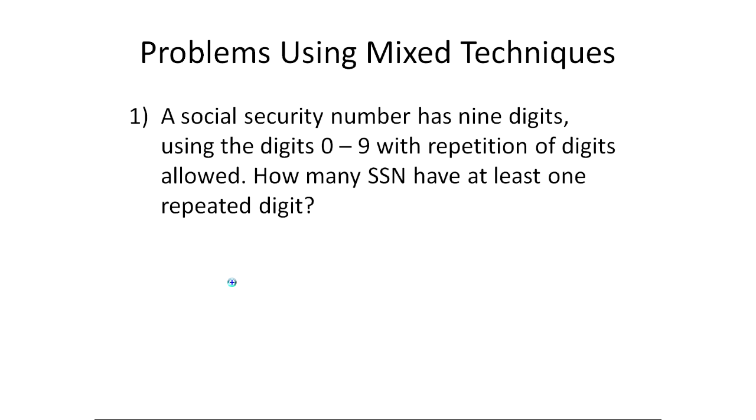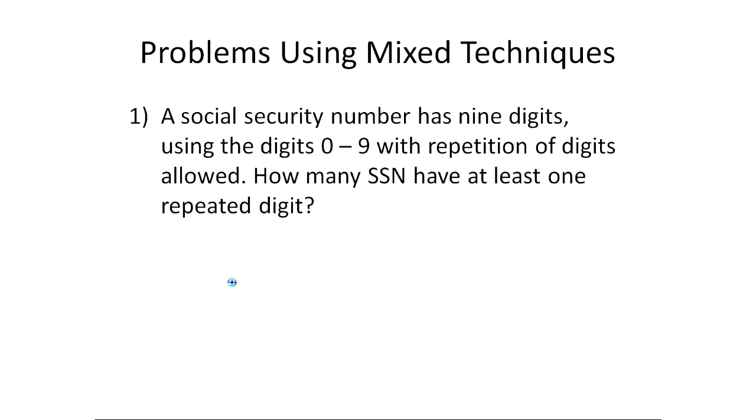So this tells us a social security number has 9 digits. Repetitions allowed. So we're going to assume you could have the social security number 000000000. Probably can't have that, but based on this, we'll just say, okay, that's allowed. How many social security numbers have at least 1 repeated digit? So the one I said just had all repeated digits, right? So at least 1 repeat means you might have 1 repeated digit, or 2, or 3, or 4, or 5, all the way up to 9.